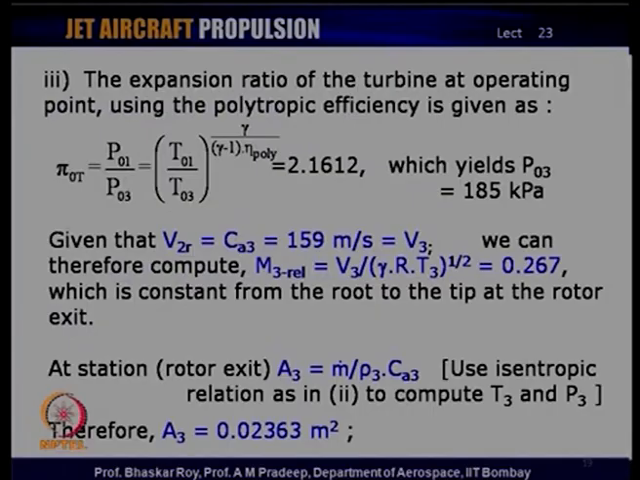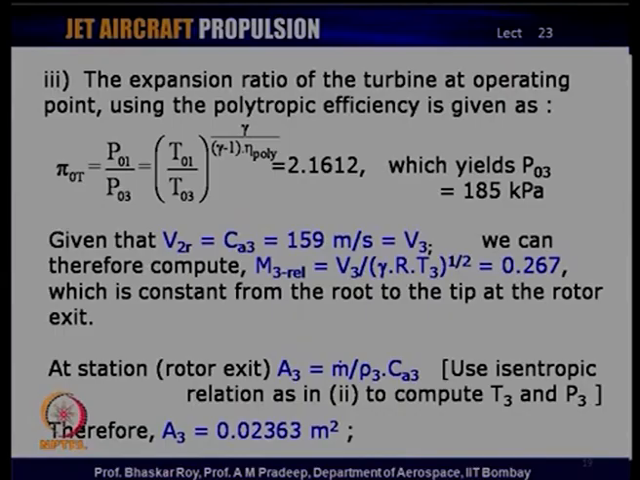The expansion ratio of the turbine at this operating point using the prescribed polytropic efficiency can be found by using the relation that we have done before, and it gives you a value of 2.16, which of course gives us a P03 of 185 kilopascals.